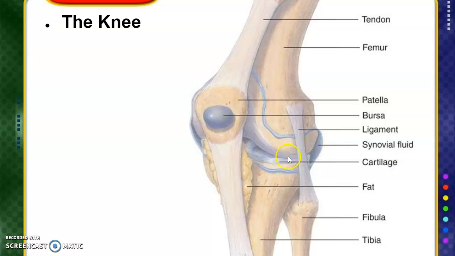They can't really show you the fluid while they tried to. A little bit of fat here. But there's this pad of cartilage here. This is the meniscus. It's a free-floating pad of cartilage in between these bones.